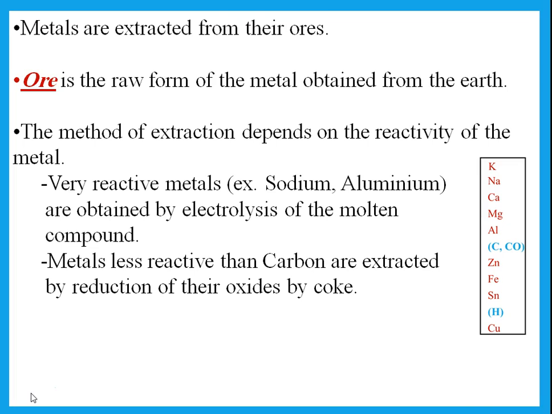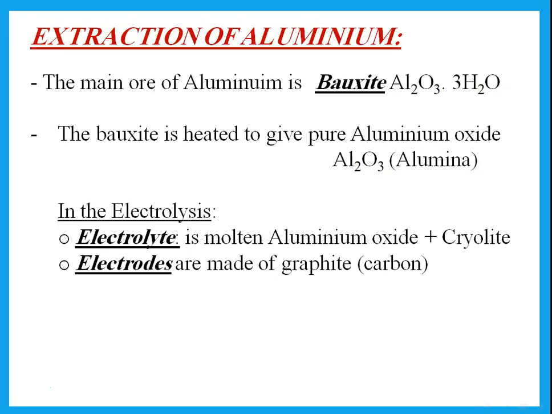But the metals that are less reactive than carbon are extracted by reduction of their oxides by coke, which is carbon. Okay, so the method that we choose depends on which metal we're trying to extract. So let us talk about extraction of aluminium. You should know that the main ore of aluminium is something called bauxite. So this is what I'm going to make aluminium from.